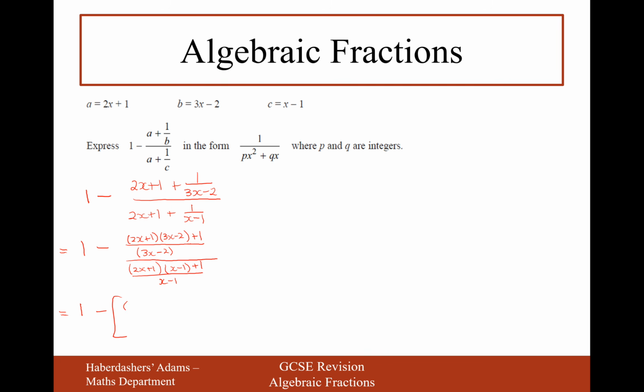So it's going to be 6x squared, 3x minus 4x, that would be minus x, and that would be minus 2, but plus 1, minus 2 plus 1 is minus 1, that will be over 3x minus 2. And then it's going to be divided by, I'm changing this fraction line here for a divide by, so that's going to be 2x squared minus 2x plus x, that would be minus x, and then that will be minus 1, but then plus 1, so that would be nothing, and then that would be over x minus 1.